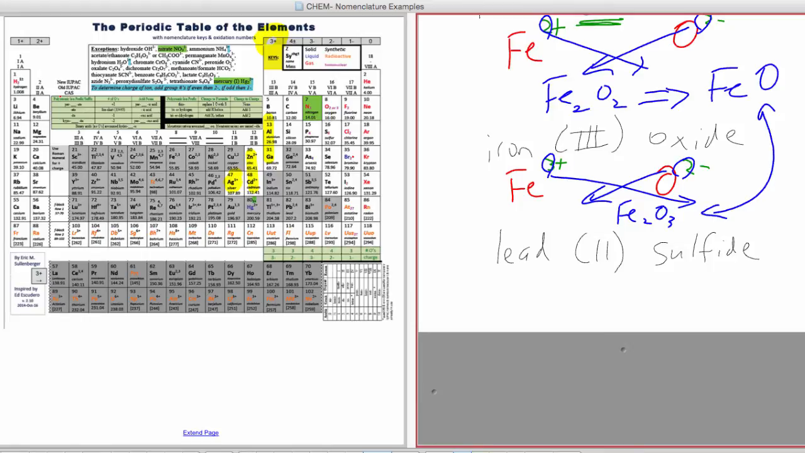So here we have another example, lead, Pb. The Roman numeral 2 afterwards tells us it's a 2+ charge. Sulfide is S, and it has a 2- charge. From there we crisscross, and we get Pb2S2, which reduces down to PbS. And yes, that is a real chemical with that real formula.